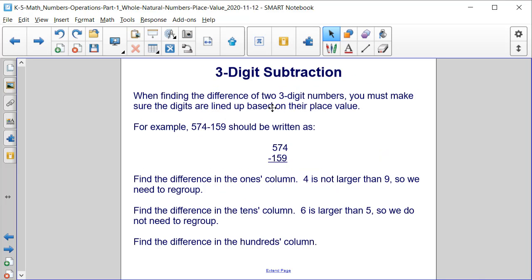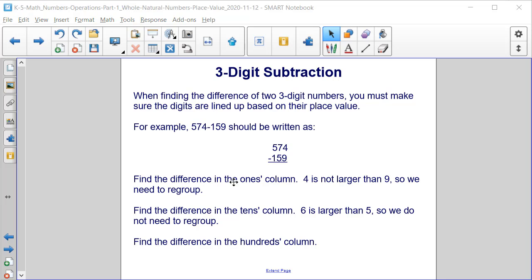When finding the difference of two 3-digit numbers, you must make sure that the digits are lined up based on their place value. For example, 574 minus 159 should be written as 574, and then place the minus sign a little bit further to the left so that the 1 in 159 is aligned with the 5 from 574. And that will also help line up the 5 and the 9 with the 7 and the 4, respectively.